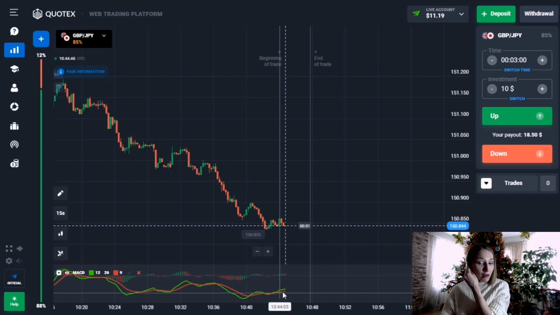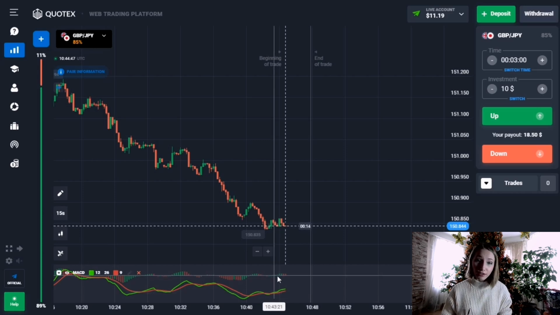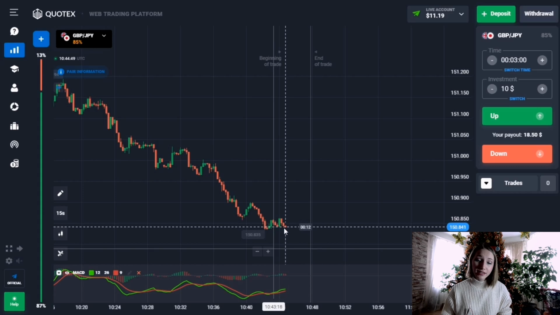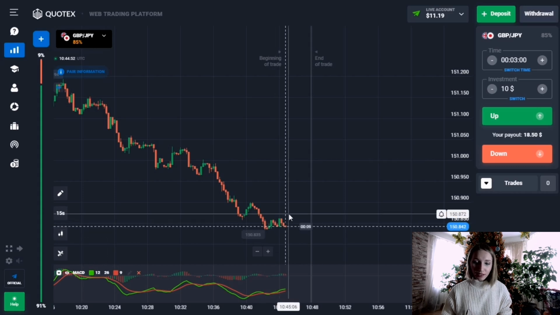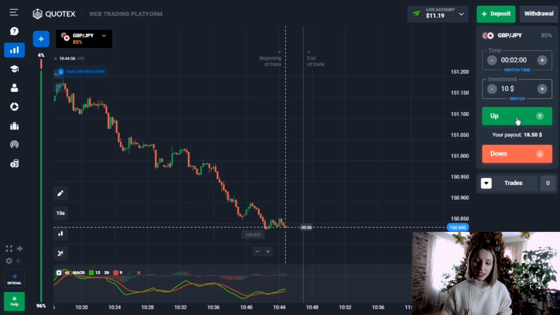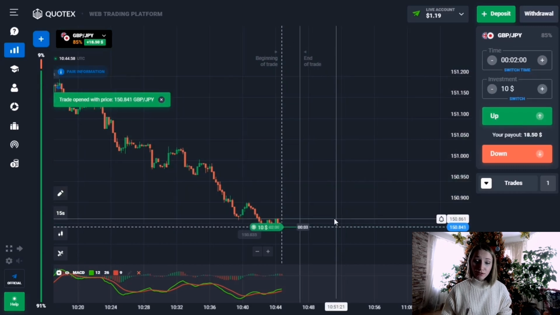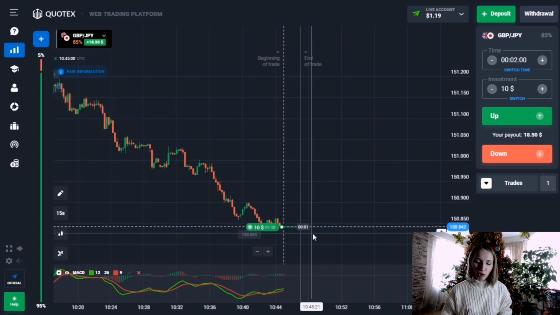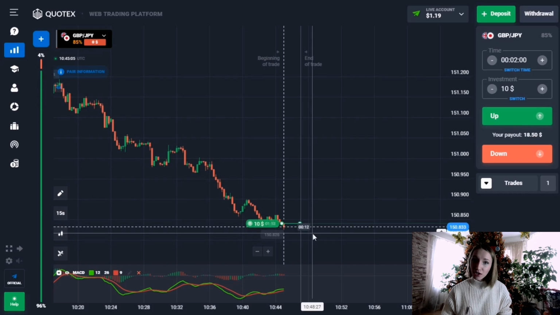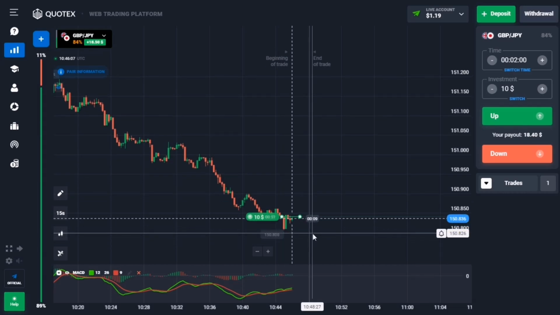Also, pay attention to our indicator. It's showing us that there is a good entry point and very soon the volumes will be growing. So I think that very soon there will be a rollback up. So guys, we need to open a trade with up. Let's do it for 2 minutes. I think this time will be quite enough here and we will get a small rollback up at least. So guys, let's check it.